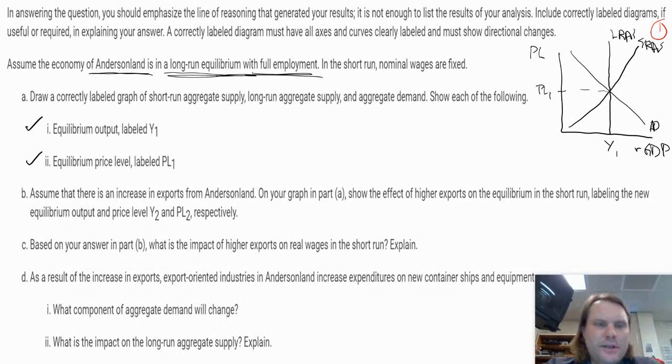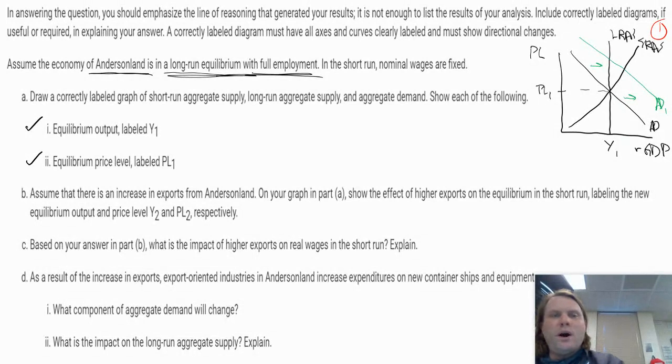Assume we have an increase in exports from Anderson Land. This increase in exports, that means we're sending more goods out. That means people are buying stuff from us. That means our GDP is going to increase. We've got the same kind of result from the last problem here, which that's okay. All right. And it says show the new price level with Y2 and PL2. So sorry, output level, Y2, price level, PL2. Okay, so we've got that point right there.